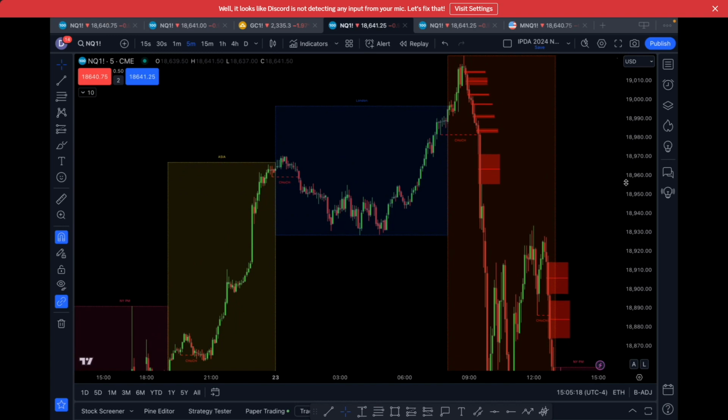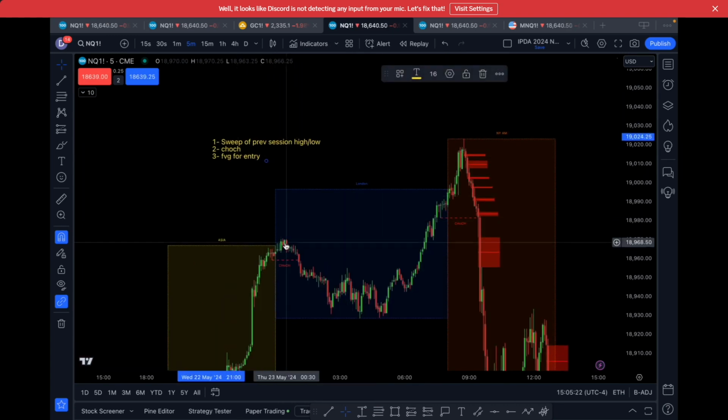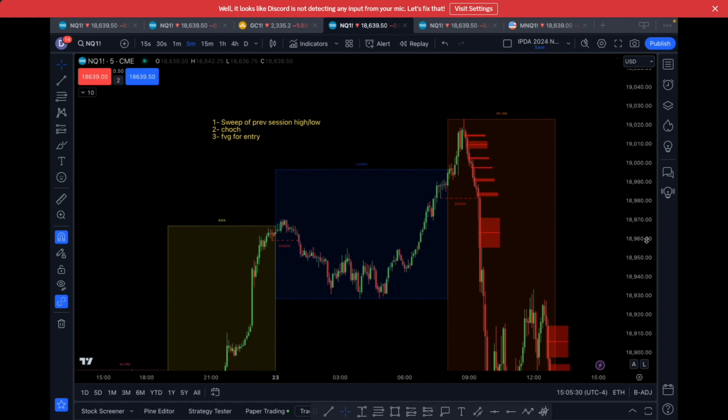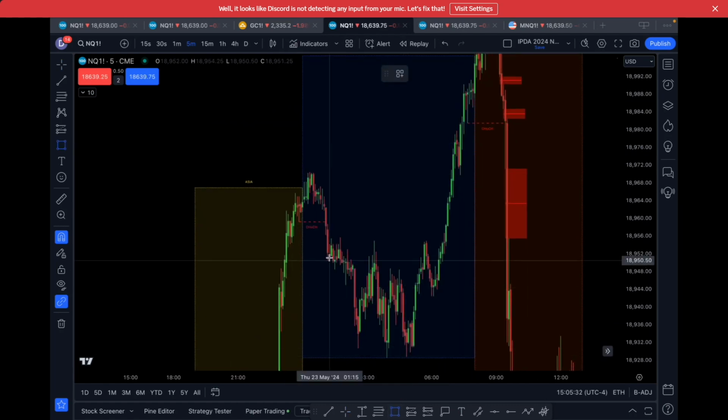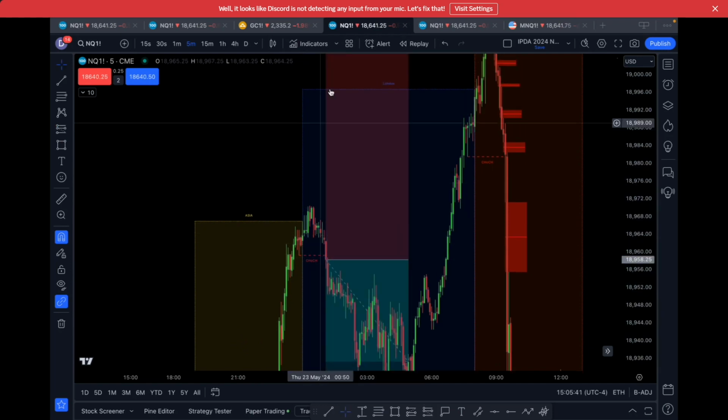Here we have London sweeping the previous session high, the Asia high, right there. Step 2, charge, we got charge right there. Step 3, do you have an FPG? You have an FPG right there. I'm not going to draw them, but you can enter at that charge candle. So this is the sweep, charge, the FPG right here. You can put your stop loss.